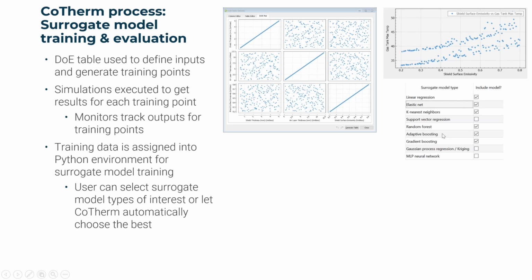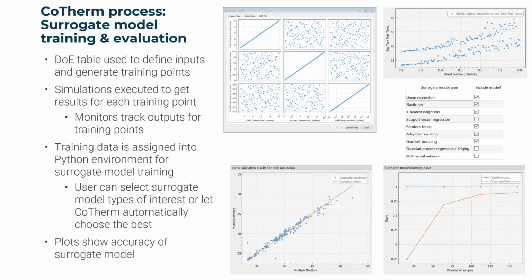Then once we've got that training data, the CoTherm process keeps the inputs to the surrogate pretty simple. There's basically just a list of different surrogate model types that you can choose to fit. So if you know a specific numerical type that's going to work for your problem, you can just choose that, or you can choose them all and let CoTherm find the one which works best for your problem. And then once we've got a surrogate model, we're going to use some additional visualizations and plots to evaluate how accurate the surrogate model is. And we'll get more into this when we go into a live example here.